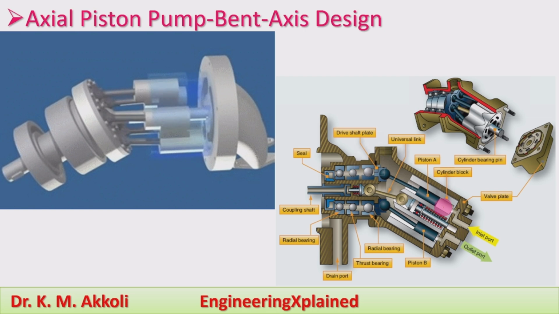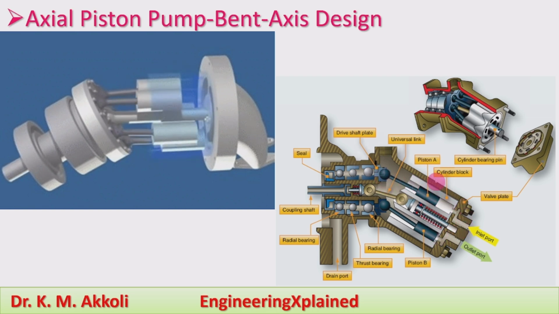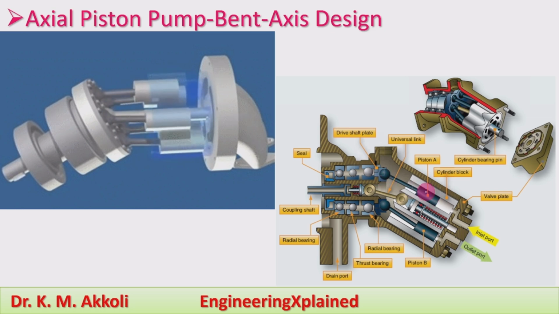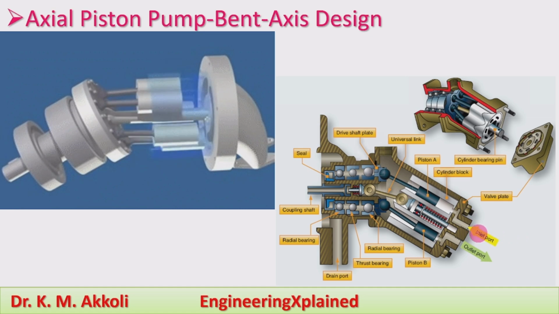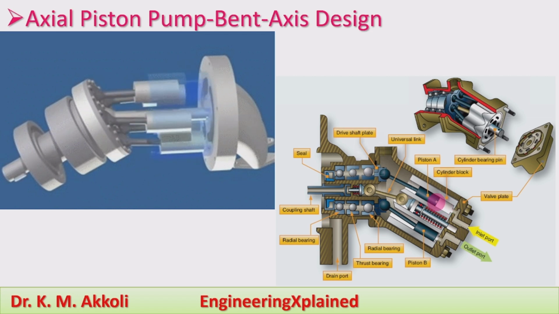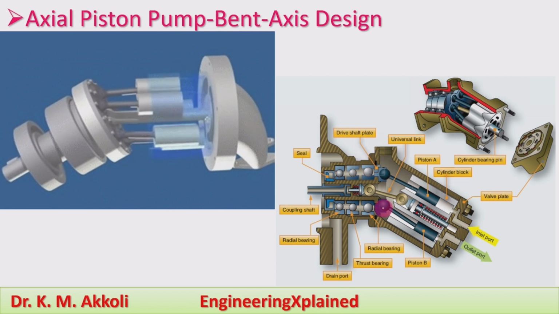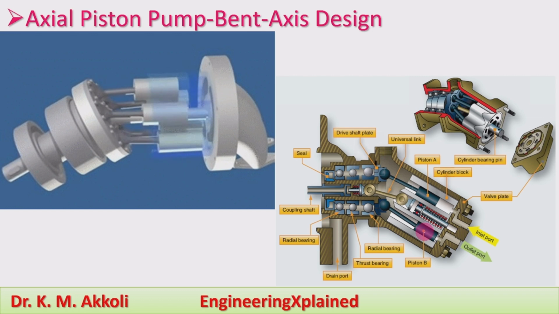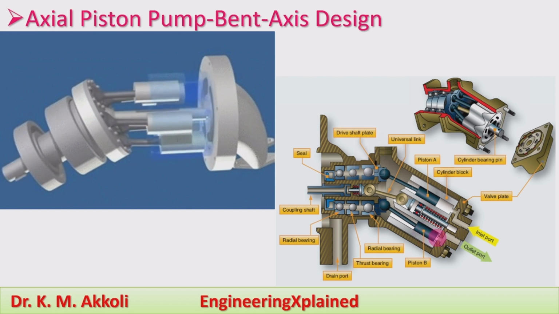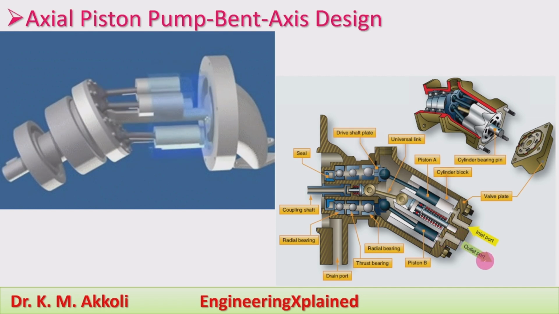Here also we can see the model diagram. This is the piston. The piston is connected inside the cylinder block, and at the top portion it will be extended, and through the inlet port, the suction of the fluid will take place. During its rotation, when the piston comes to the bottom portion, it will be completely retracted, and the fluid inside the cylinder will be delivered through the outlet port.